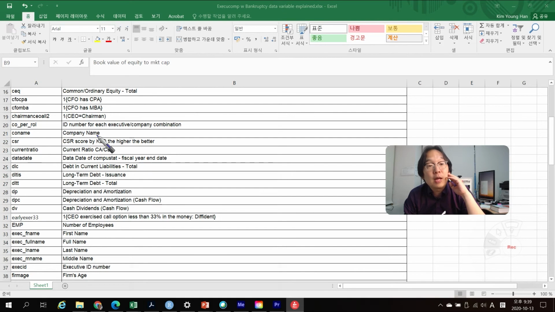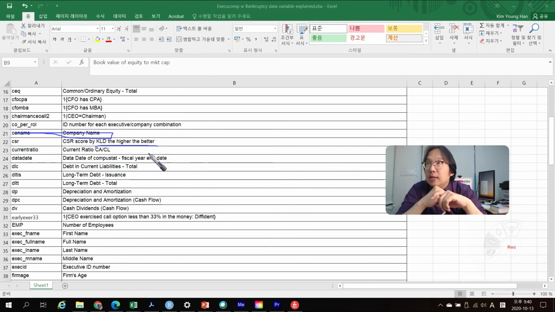Corporate role, as I told you, is just a simple identification number. And then code name, I just dropped it in your data because it's text. CSR, corporate social responsibility, yes, I included that. This number is given by KLD, an organization that evaluates CSR performance as a third party. They have a whole bunch of items to check whether this company is good or bad in a certain way. For example, does this company manage employee relations well? If good, add one score; if bad, subtract one.